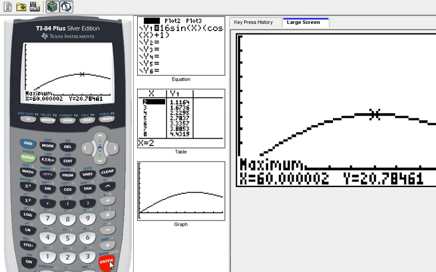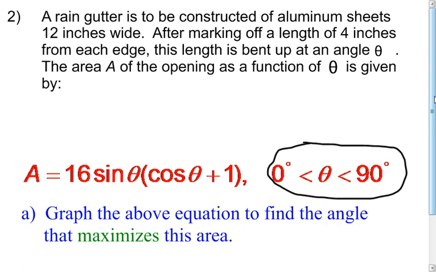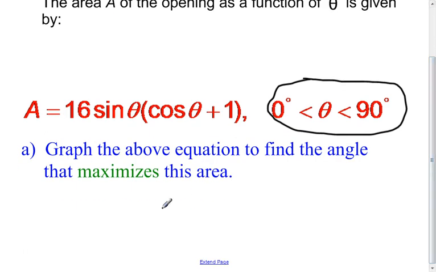And so the maximum area is when the angle is 60 degrees, when theta is 60 degrees, or x is 60 degrees. That means your maximum area is your y, which is 20.78, and I don't even, did it give you inches? Square inches, I believe. I believe the unit it gave you is inches, okay? So your maximum area is when your angle is 60 degrees, that's the x part, and your area is 20.78 square inches, okay? So graph the above to find the angle that maximizes the above. It maximizes it when theta is 60 degrees, okay?